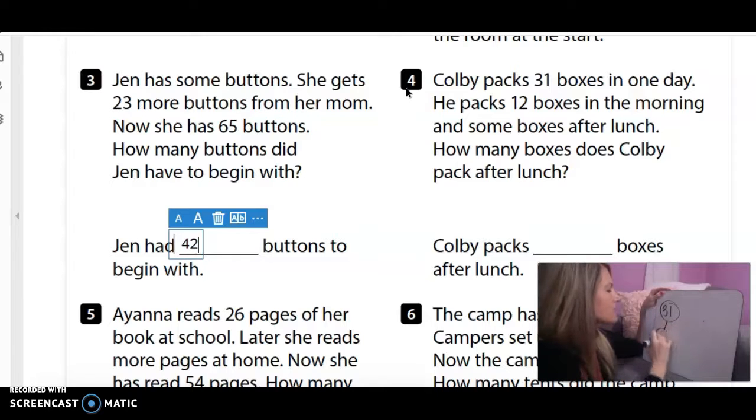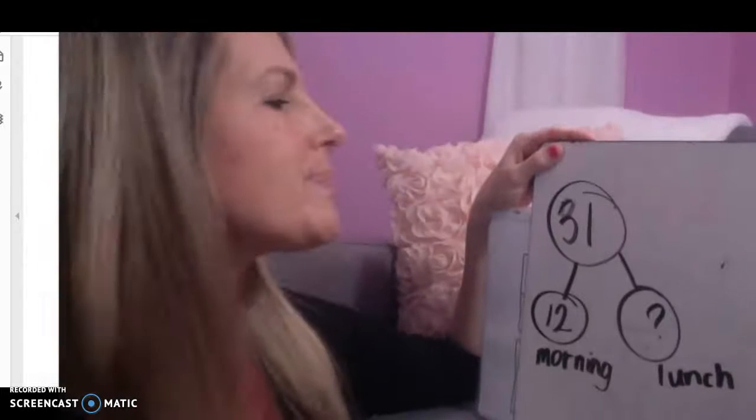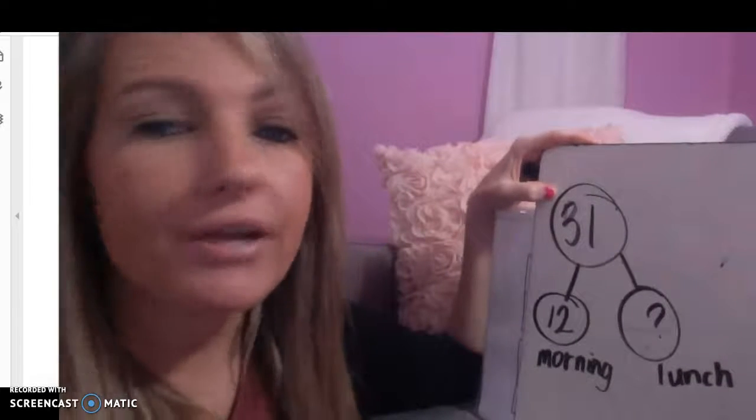Okay, this is how many boxes he packs in one day. He packs 12 boxes in the morning, and he packs some boxes after lunch. We don't know how much. How many boxes does Colby pack after lunch? Well, let's zoom in here. He packs 31 boxes total, all together.